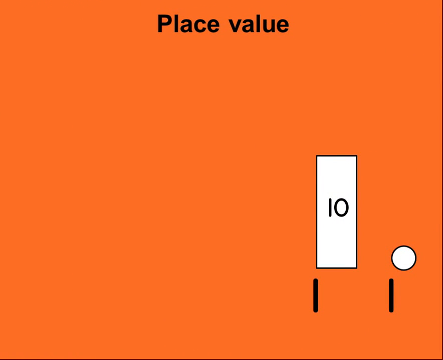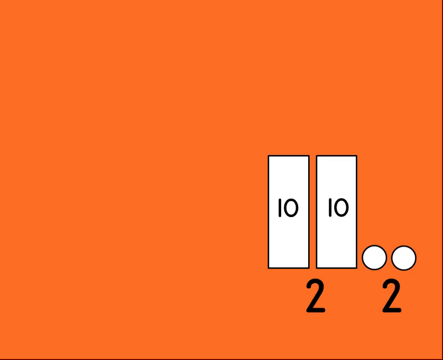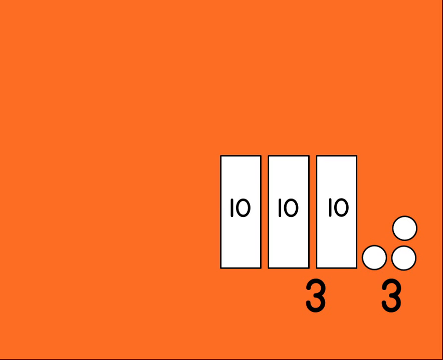Let's look at place value, represented in the four-group method. This is the pattern for 11. This is the pattern for 22. This is not the pattern for 33. Can you see what we might change in this pattern?